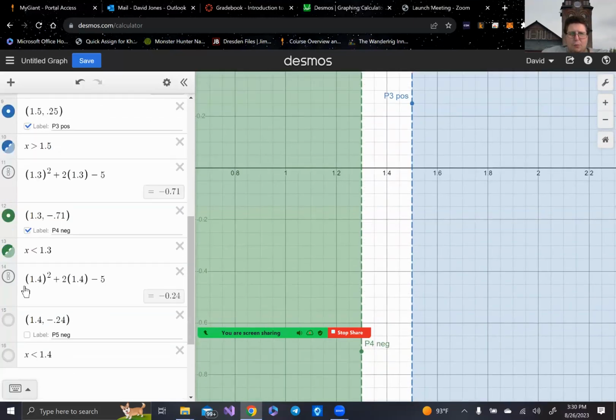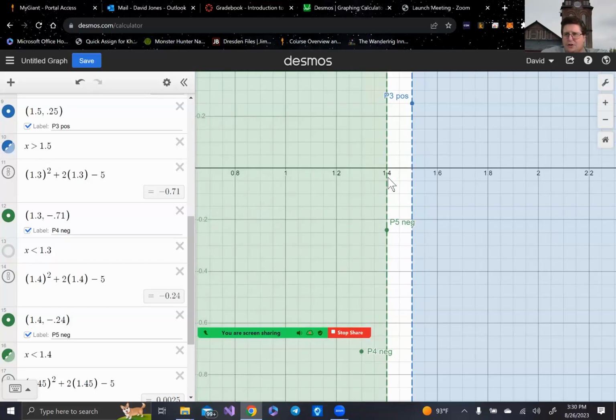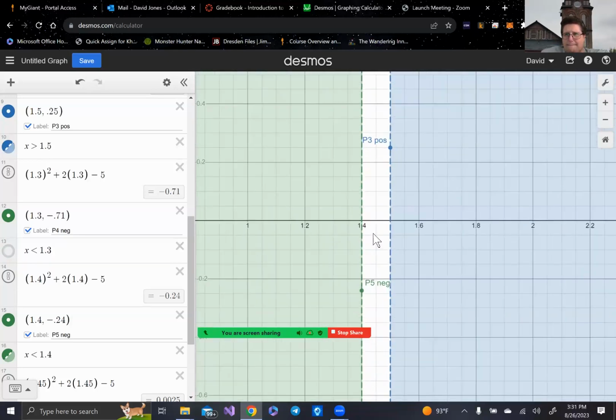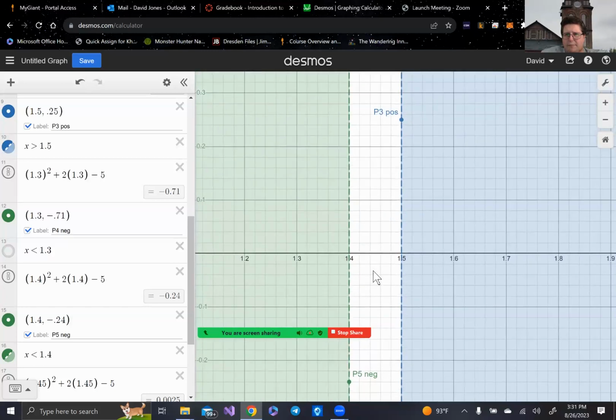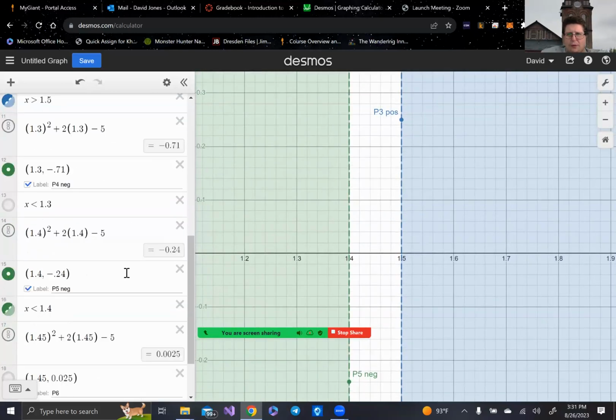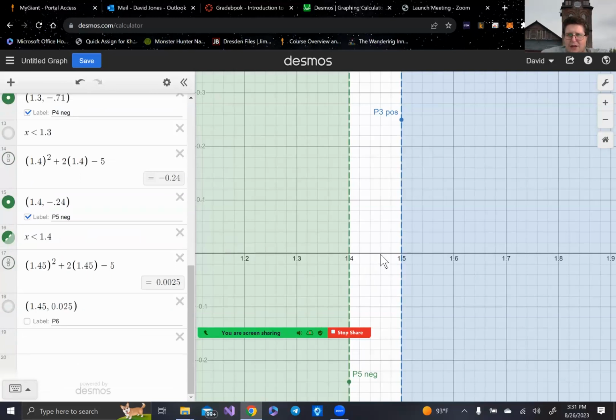And so let's check 1.4. 1.4 ends up giving us a -2.4 right there. So we can narrow it down even further. It's now got to be between 1.4 and 1.5. There we go. So now we're in between these two. And so, to 1 decimal place, I've got to figure out if it's closer to 1.4 or closer to 1.5. So what I'm going to do is find 1.45.